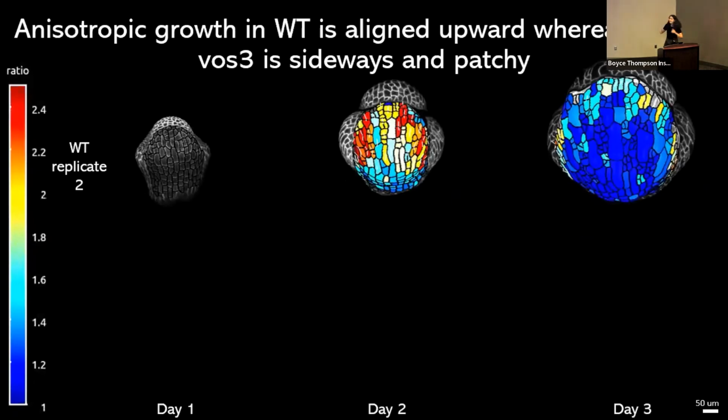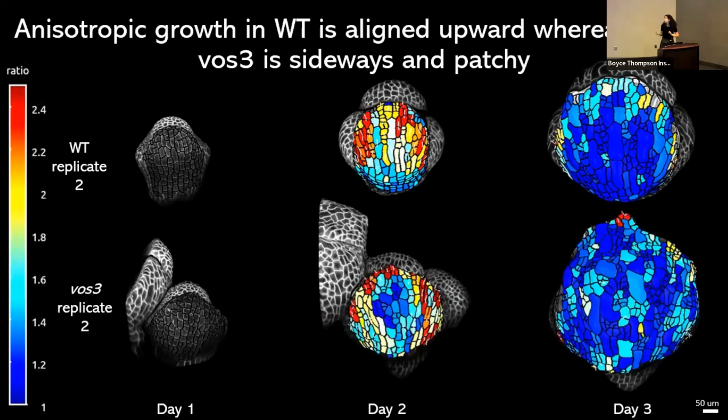On day 2, you see a lot of that anisotropic growth in wild type, all aligned upward as the sepal grows to cover the floral primordia. And on day 3, you see the anisotropic growth uniformly distributed around the edges of the sepal with none in the center. Looking at VOS3, again, you see that the directions of growth on day 2 are more sideways than they are in the wild type. And when you look at day 3, the distribution of anisotropically growing cells is much more scattered and patchy than it is in wild type.